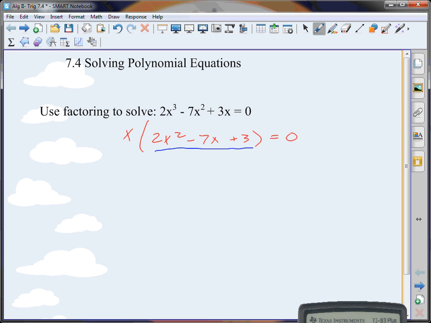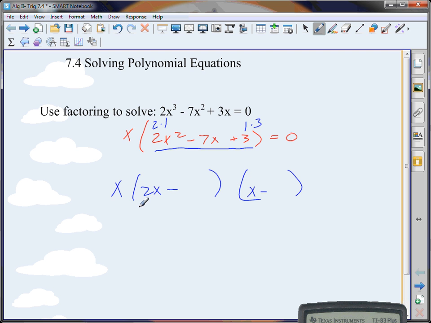I need 2 numbers that multiply to get me 2x squared, multiply to get me 3, but in the middle get me a negative 7. Well, the only way I can get this is a 1 and a 2, and the only way I can get this is a 1 and a 3. I know one of them has to be a 2x. I know one of them has to be an x. I know the signs have to be the same, and they both should be negative. The only thing I got to find out is where the 3 and where the 1 goes. That's what you're going to do, is guess and check.